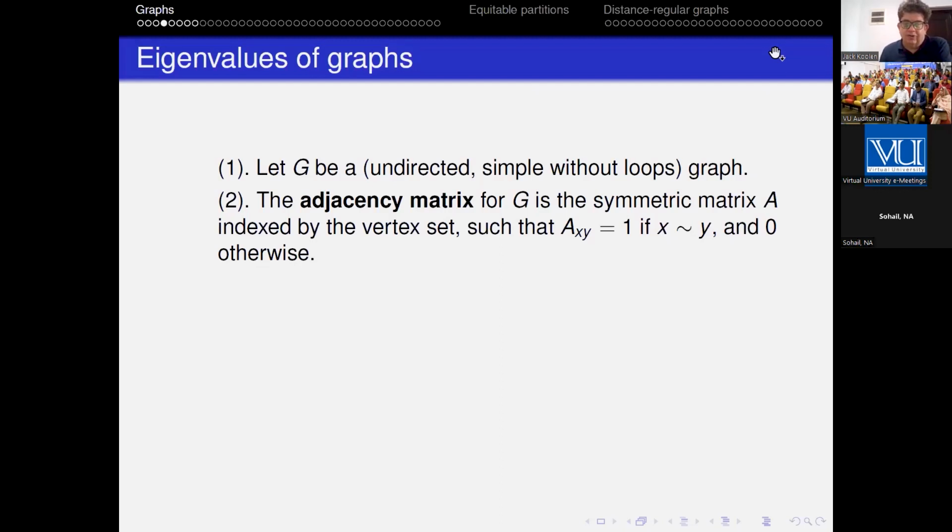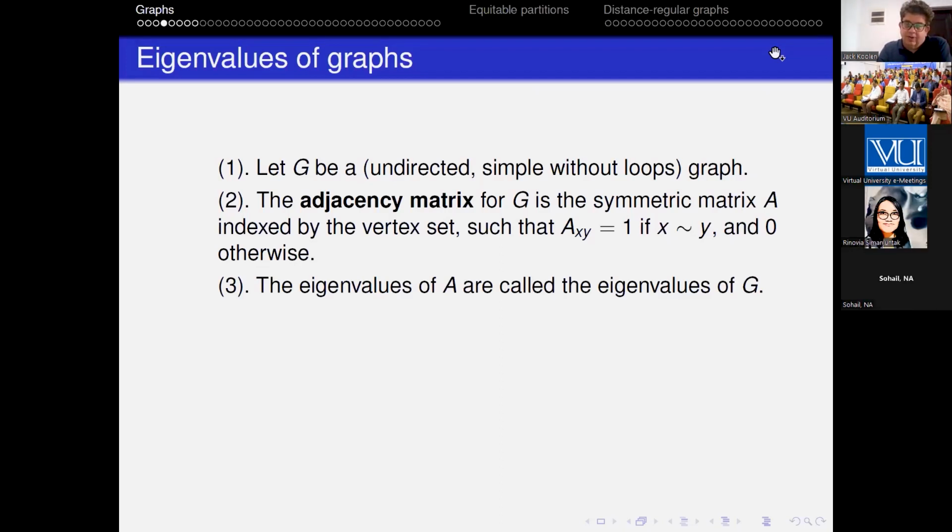Okay, I should have first introduced it: the adjacency matrix. So the adjacency matrix is a symmetric matrix A indexed by the vertex set such that the xy entry is 1 if x is adjacent to y and 0 otherwise. And we say the eigenvalues of A are called the eigenvalues of G. Yeah, then you say, but you may have many different A's because you can permute the vertices, but they are all similar to each other, those adjacency matrices, so the eigenvalues don't change. So it is a proper definition.